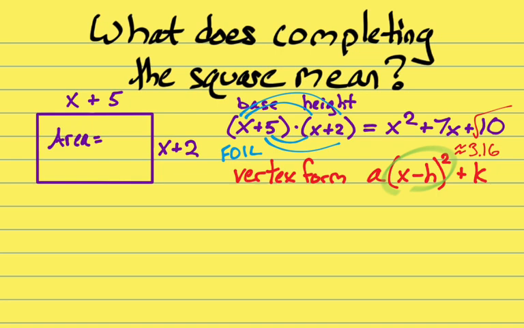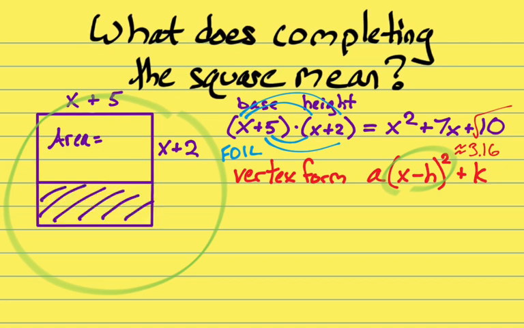We need a perfect square to get the (x minus h) to the second power part of vertex form that you see circled in green right there. We need that to find the vertex, which is the whole point of this video. If there were only a way to make this rectangle into a perfect square, which would allow us to get the x minus h part of vertex form. Fortunately, we do have a way. It's called completing the square.